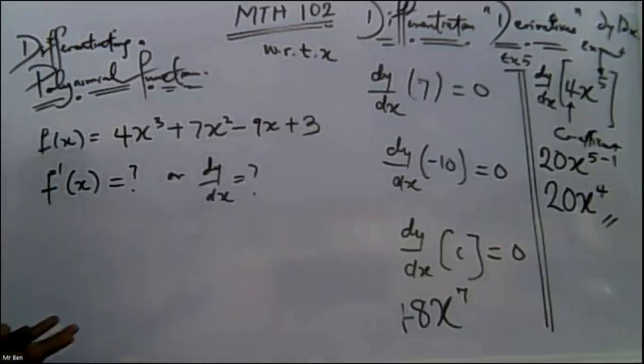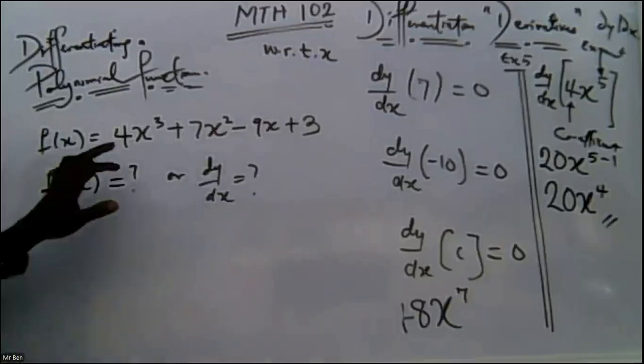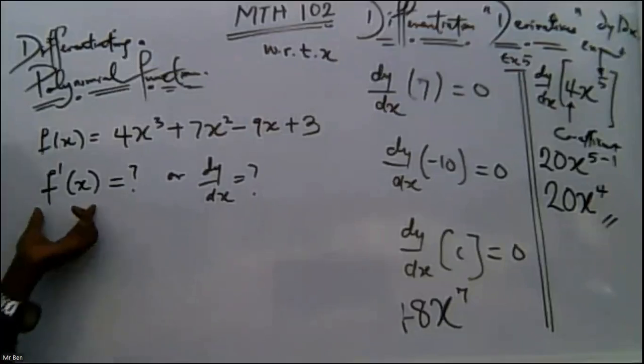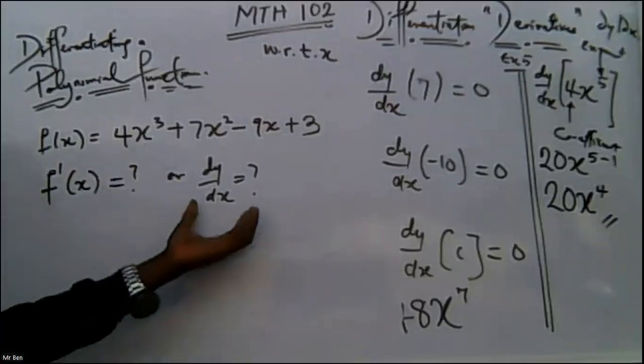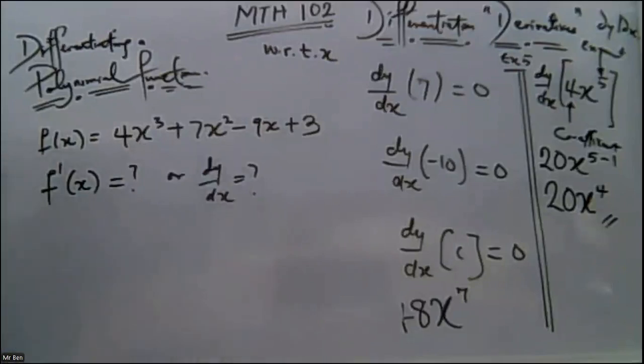Whichever way it comes up, or whichever way you come across it, they are only asking you to differentiate this function. So if you see f prime of x, they mean the derivative of this function. This is also a derivative. Differentiation and derivative mean the same thing. You understand that?